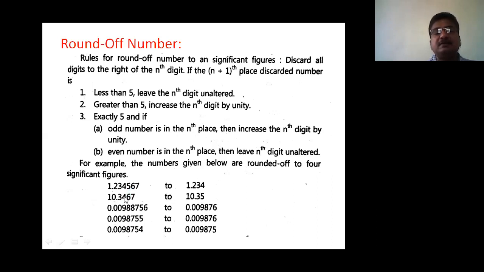That is, write 5 in the place of 4. Okay, that is, the second rule is applicable. If the first discard digit is greater than 5, then increase the previous digit by unity. So we have to discard this 6 and 7. So the first discard digit is 6, that is greater than 5, and so increase the previous number by 1.